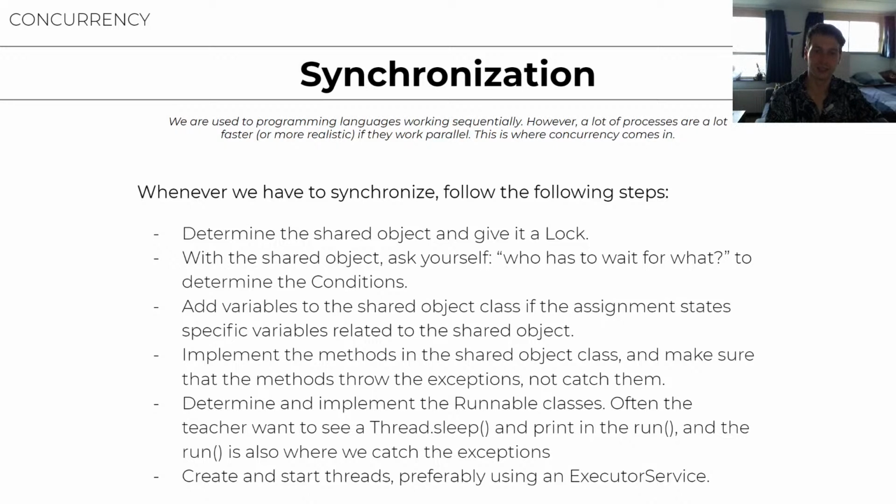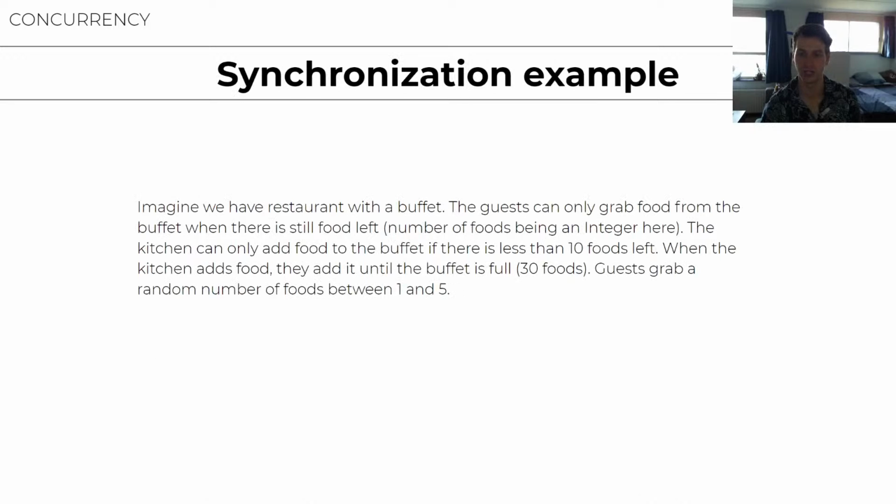Concurrency is essentially the part of the exam where it's easiest to score points, because with concurrency, up until this point anyway, there's a very simple recipe that you can follow, which is essentially this recipe. First step is determine the shared object and give it a lock. Then with the shared object, ask yourself who has to wait for what. And a couple more points, which I'll just show you immediately in the shape of an example.